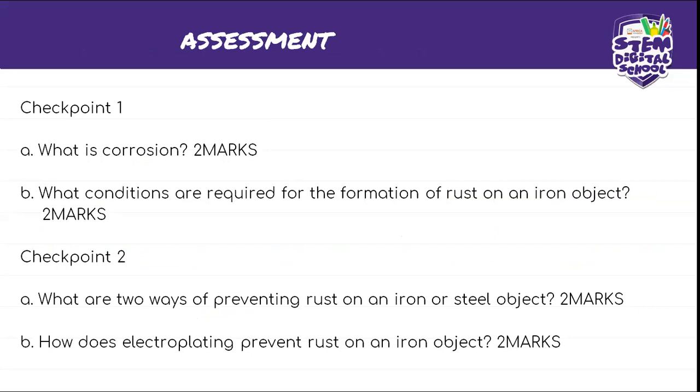Checkpoint question one: what is corrosion? You're getting 2 marks. And what conditions are required for the formation of rust on an iron object? Also 2 marks. And what are the 2 ways of preventing rust on an iron or steel object? And B, how does electroplating prevent rust on an iron object? Okay, so please send in your answers, then we continue. I'm waiting for you, my dear learners.